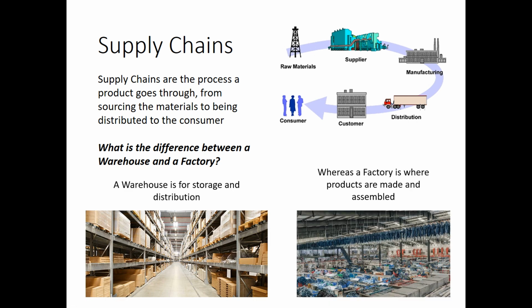So what's the difference between a warehouse and a factory? A warehouse is for storage and distribution. This is where products are stocked, a little bit like if you go to IKEA at the end of the shop and you basically pick up what parts you bought that day. That's pretty much what a warehouse is. A factory is where your products are made and assembled, then ready to go off to the warehouse.